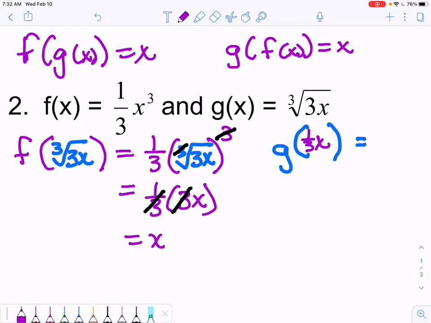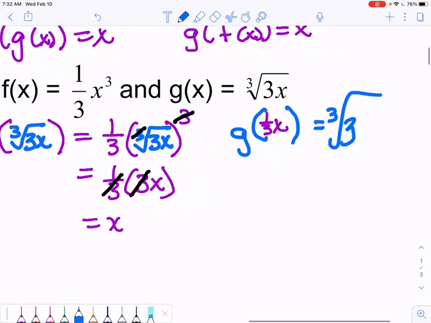And I'm going to place that in for g. So we have the cube root of 3, and then I'm replacing x with 1/3. So my x is 1/3 x. Oops, I missed my cube too, huh? Throw that cube in. I have to make sure we have that there.